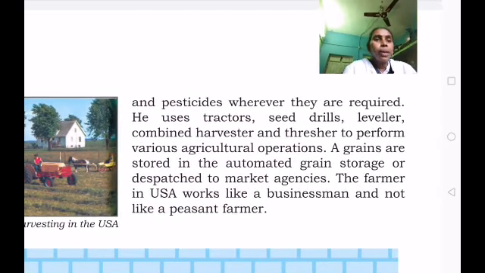He uses tractors, seed drills, leveler, combined harvester, and thresher for various agricultural operations. Through the satellites, he will observe his field and spray the medicine.